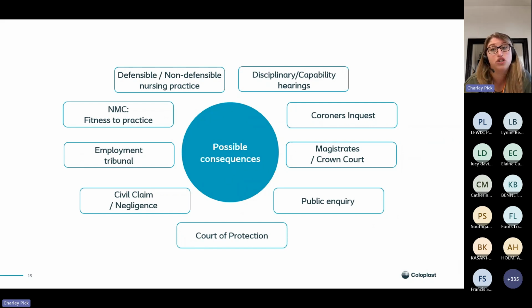Okay, because magistrates and Crown Court come with prison sentences, and you don't want to have a prison sentence because your documentation hasn't fully explained what you actually did for that patient. You could end up with a civil claim of negligence against you, so you could be sued. There could be a public inquiry. So these are all possible consequences that you could face just resulting in poor documentation.